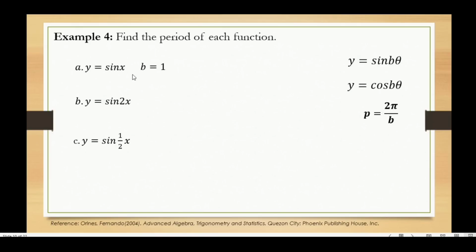Sa gitna ng ano natin, sine saka x. So, yung variable ng x natin or yung numerical coefficient ng x natin is 1. So, yung b natin dito is 1. So, gamit yung formula, 2 pi divide 1, so the period is 2 pi.